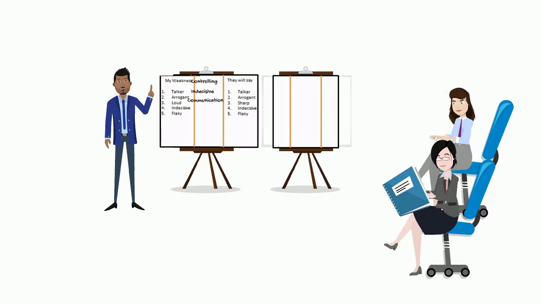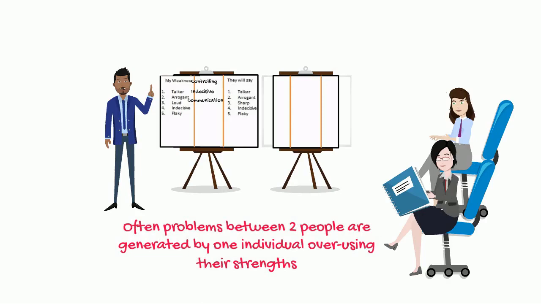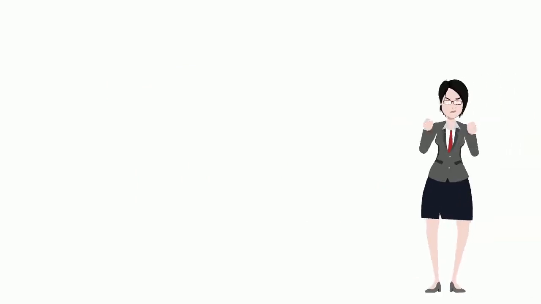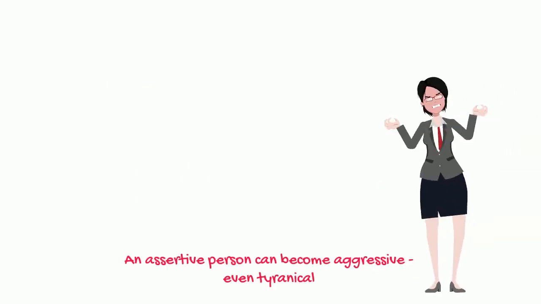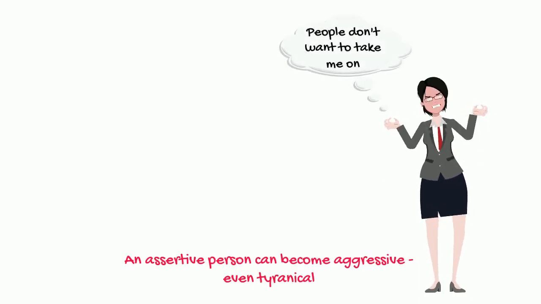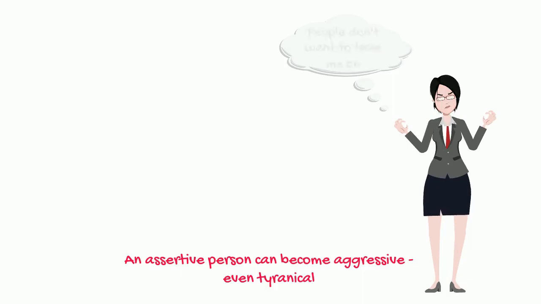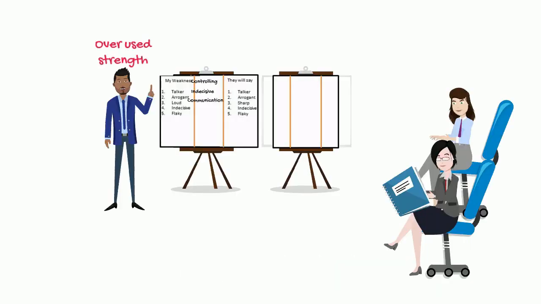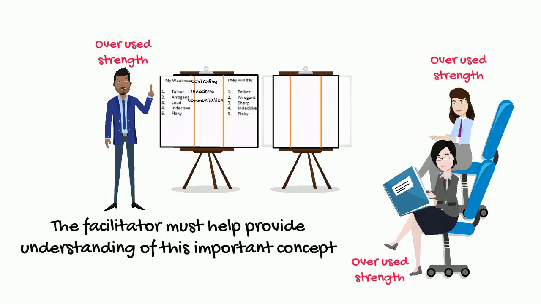As mentioned previously, often problems between two people are generated by one individual overusing their strengths. For example, an assertive person can become aggressive, even tyrannical, and because people don't want to take them on, over time this behaviour is reinforced and becomes negative. Most of us have overused strengths in our repertoires. It is for the facilitator to help provide understanding of this important concept.